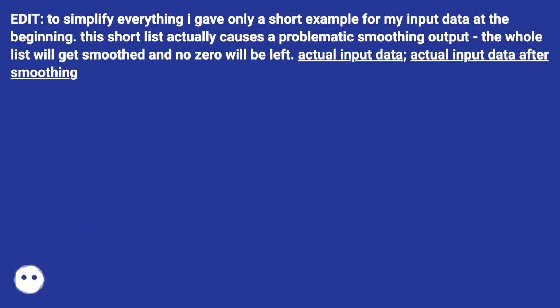Edit. To simplify everything, I gave only a short example for my input data at the beginning. This short list actually causes a problematic smoothing output. The whole list will get smoothed and no 0 will be left. Actual input data after smoothing.